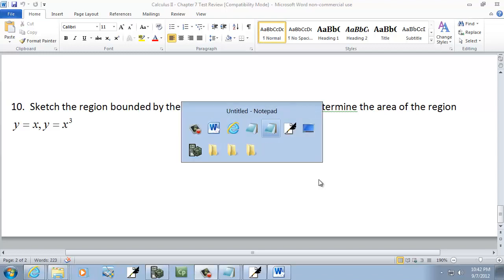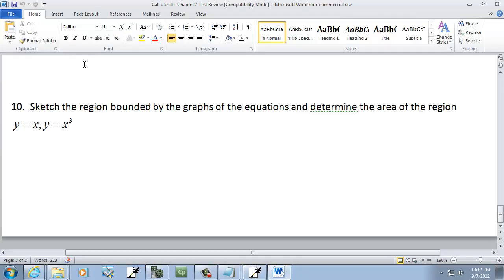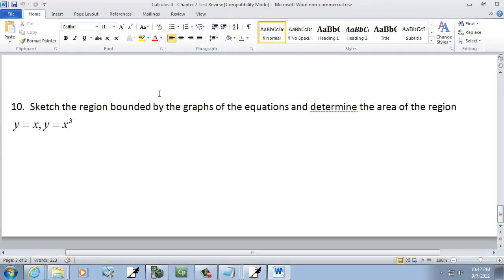Let's take a look at number 10. We got y is equal to x, and y is equal to x to the third. And it says sketch a region bounded by the graphs of the equations and determine the area of the region.